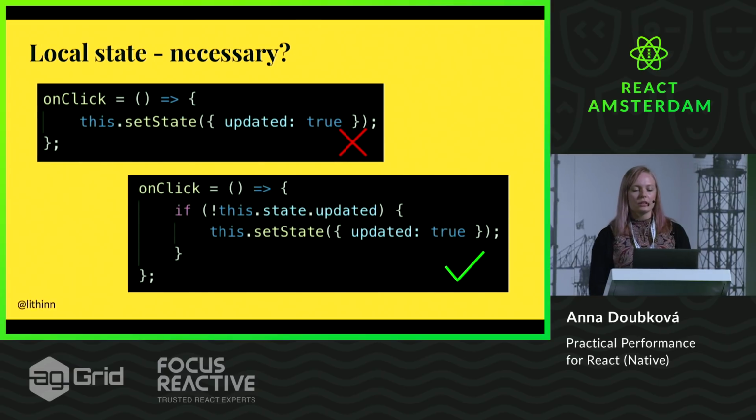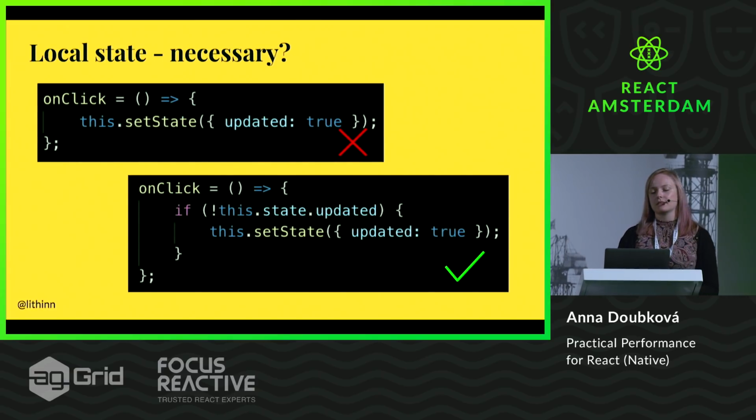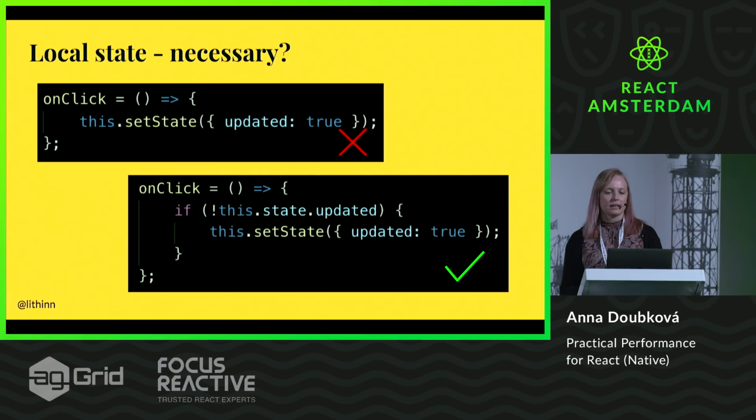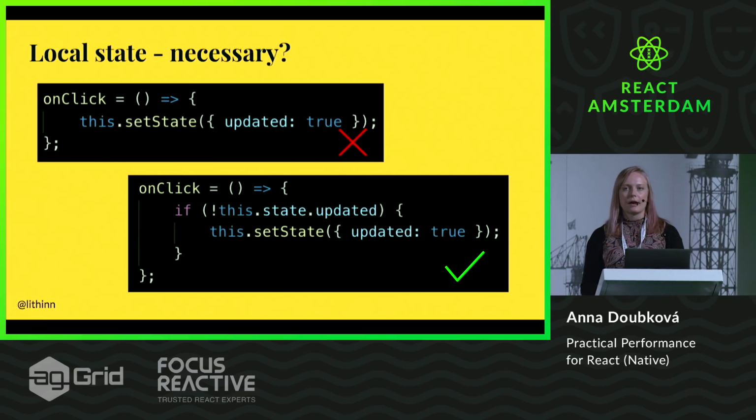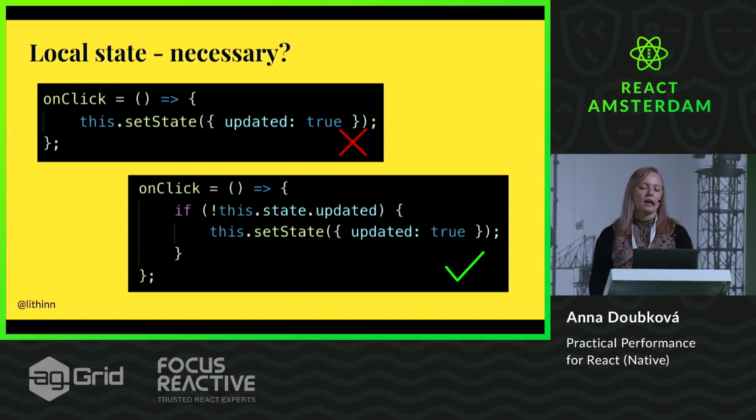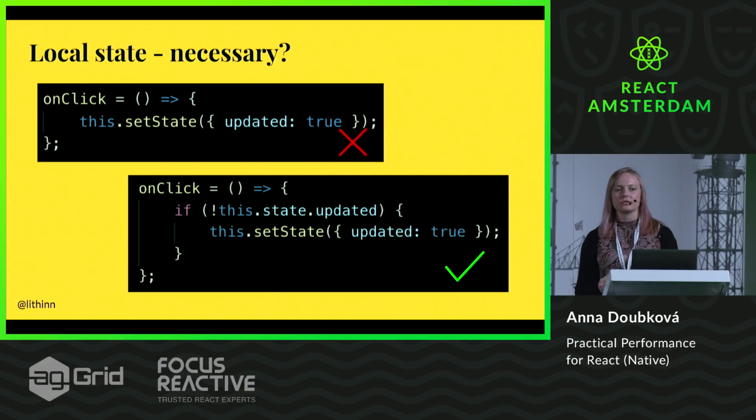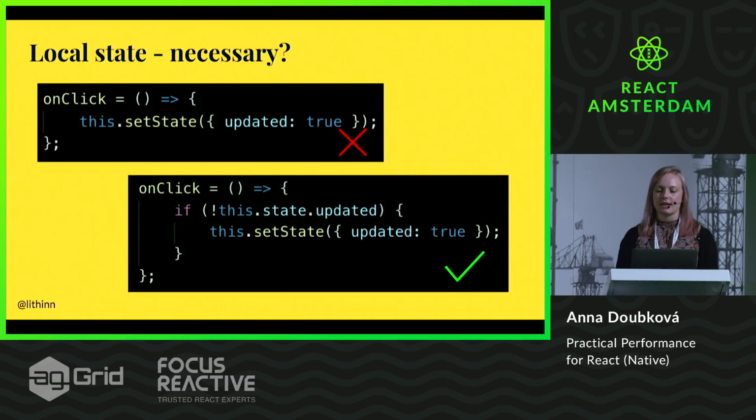We also try to update local state only when necessary. That's especially true if, let's say, there is a button and you want to say yes, the user has clicked the button. You only want to do that once. So always make sure that you're doing only the updates that you find necessary.